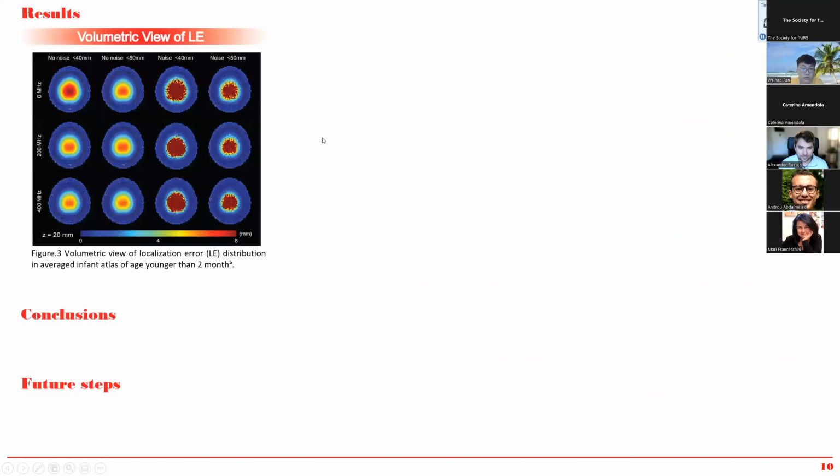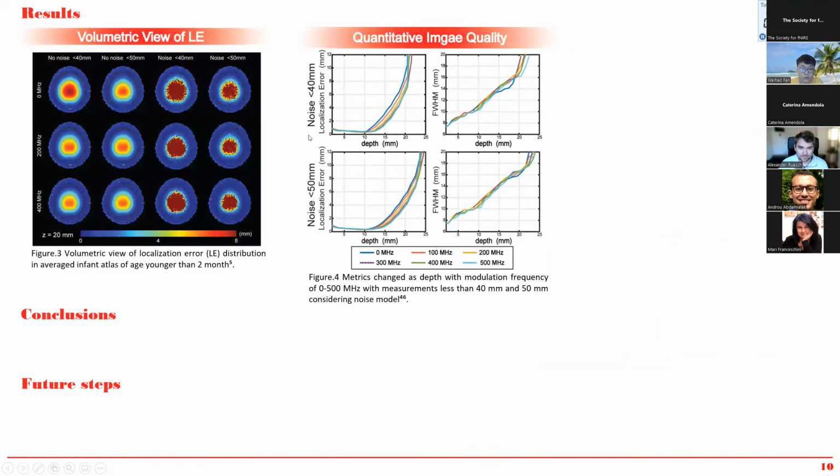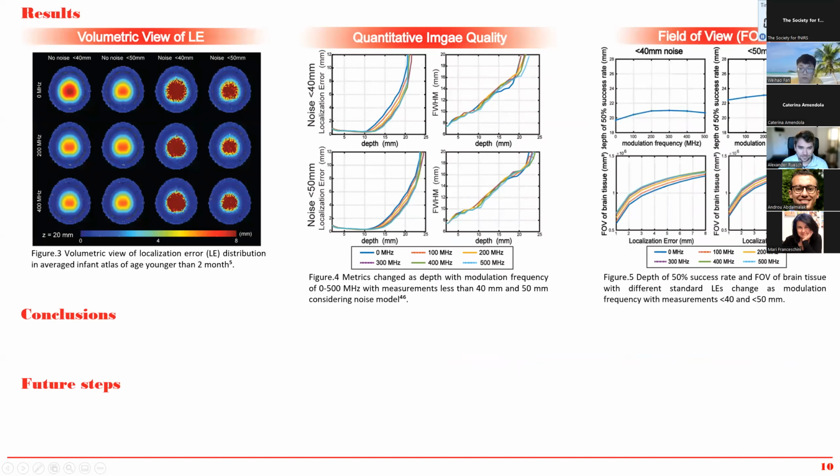So our result shows that by using modulation frequency, we can modestly improve the localization error and full width at half maximum, and the optimal frequency is around 300 megahertz. And for the field of view, on the top is for the whole head, the optimal is around 300 to 400 megahertz, and the bottom figures show the field of view only in the brain tissue. The optimal is still around 300 megahertz.